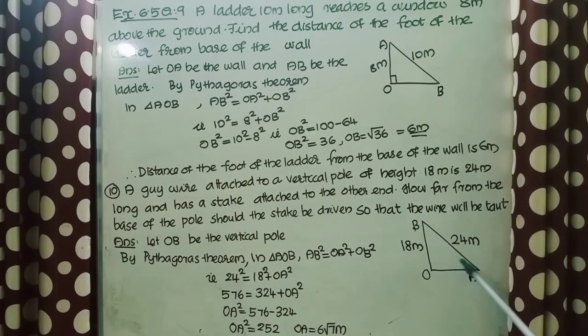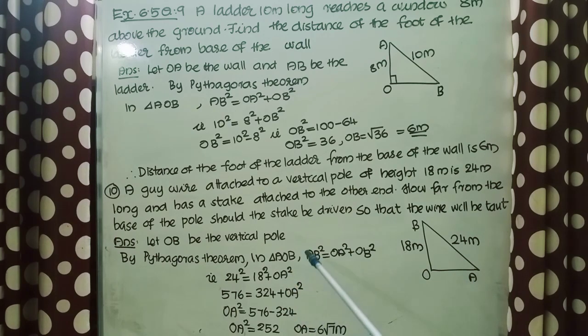So here is the figure. Here OB is the vertical pole and AB is the guy wire. The height of the vertical pole is 18 meter and the length of the wire is 24 meter. We need to find OA.